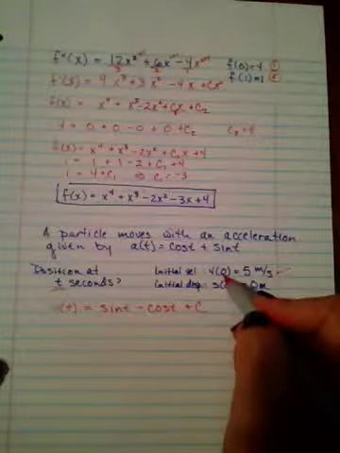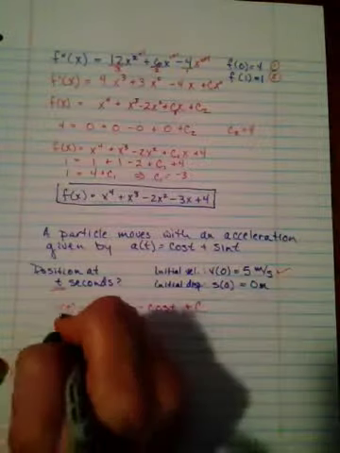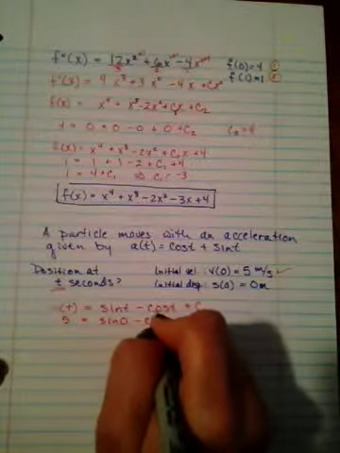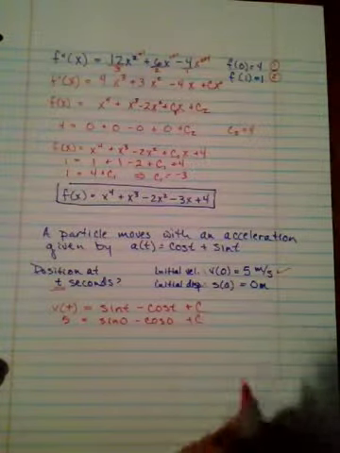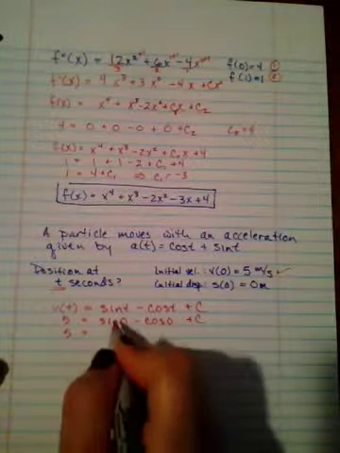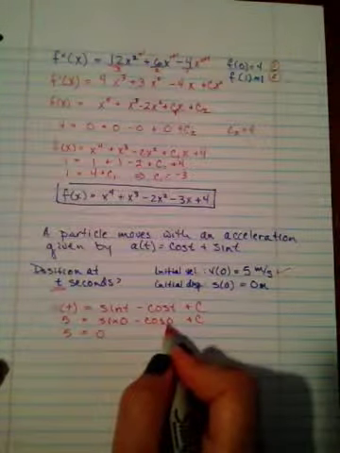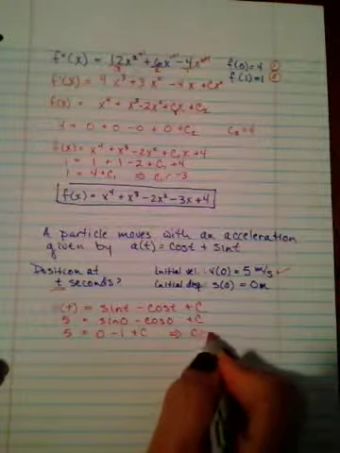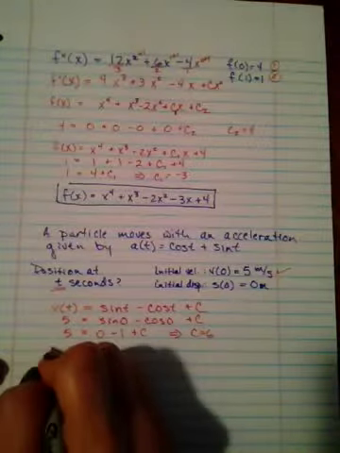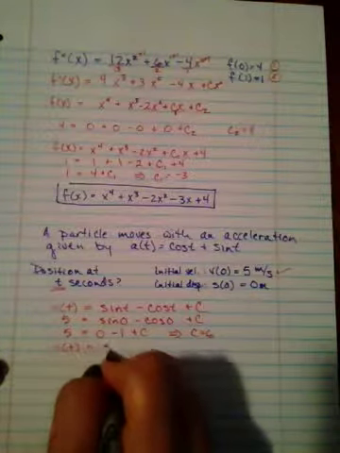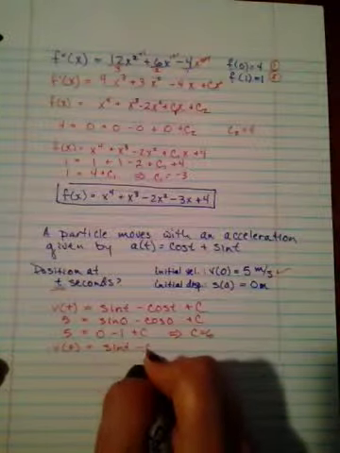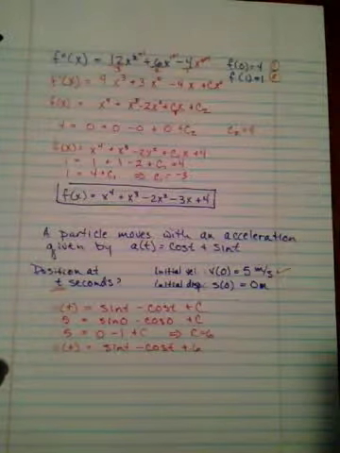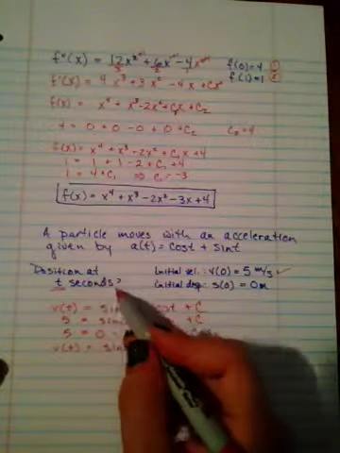So I'm going to plug in 0 for t and 5 for the velocity. So 5 equals sine of 0 minus cosine of 0 plus c. I know that sine of 0 is just 0. Cosine of 0 is 1, so minus 1 plus c, and that tells me that c equals 6. So I can rewrite my velocity equation as sine t minus cosine t plus 6. Okay, to get to my position, I have to do the whole process again.